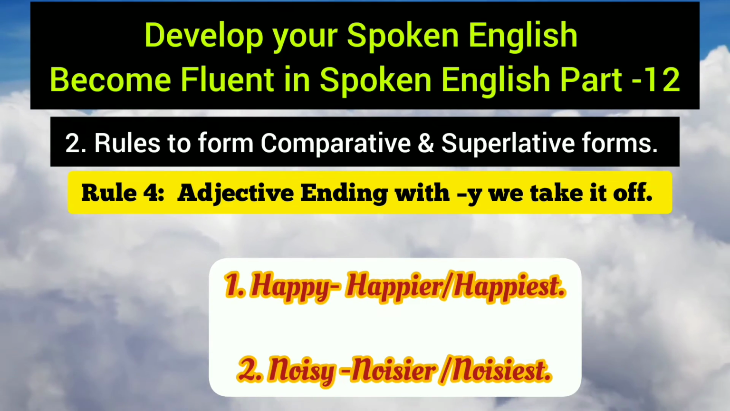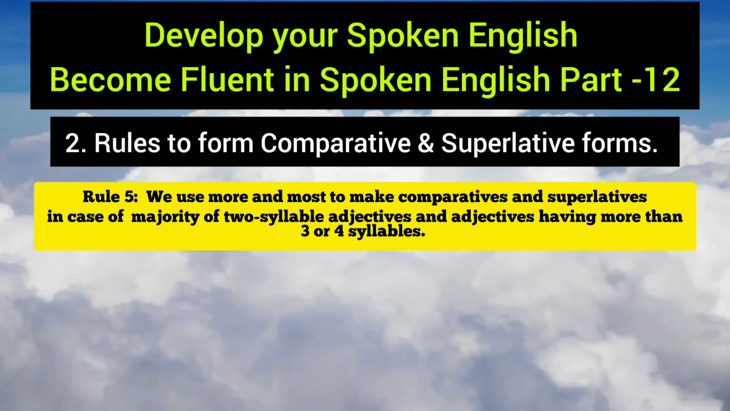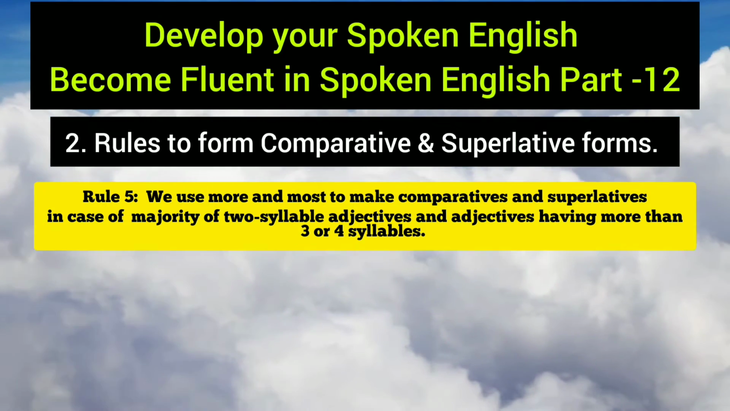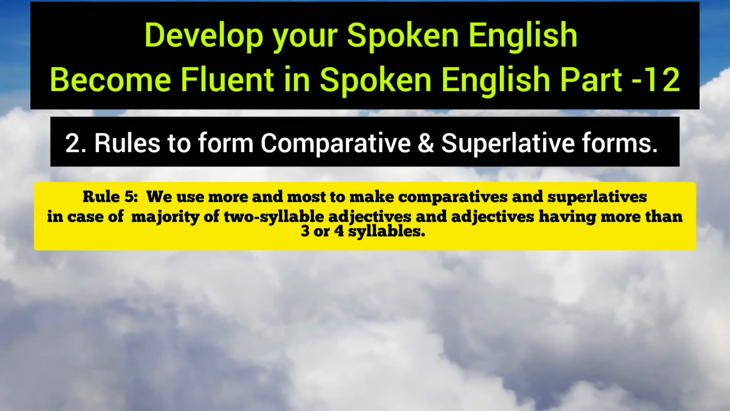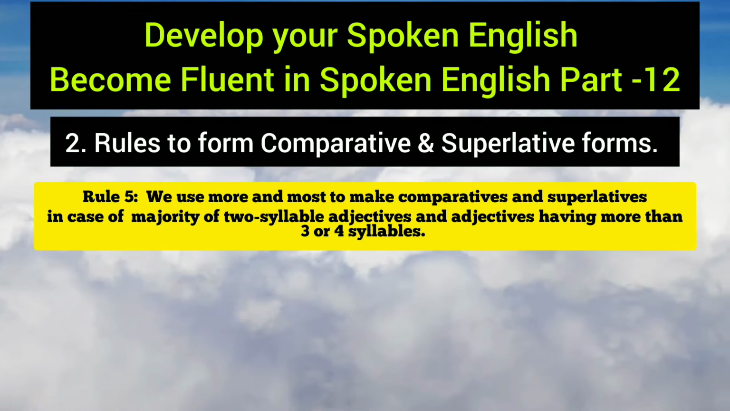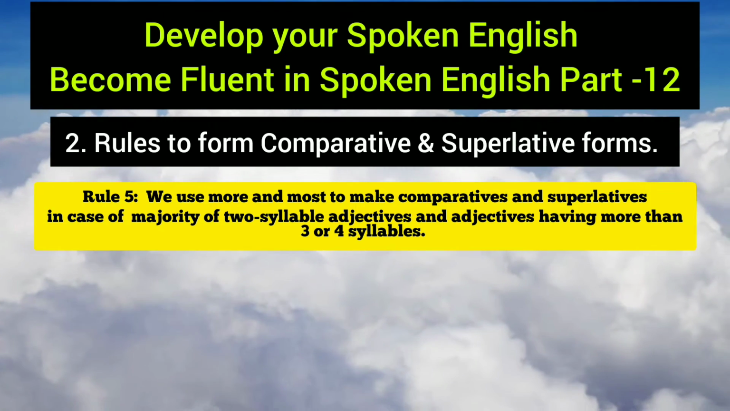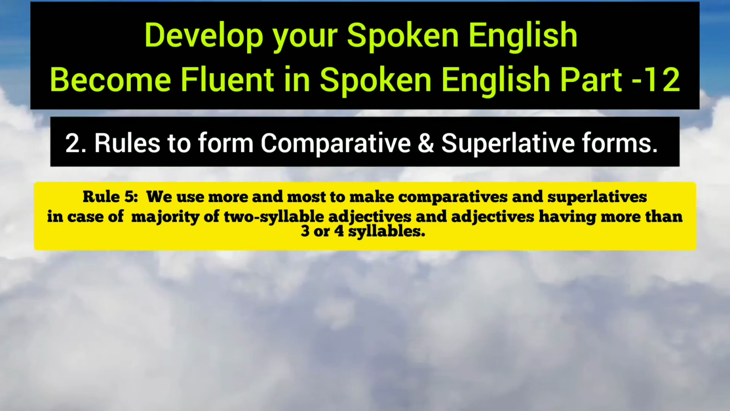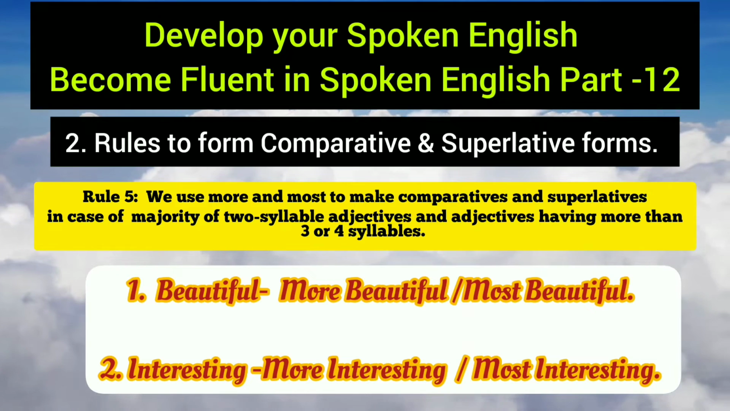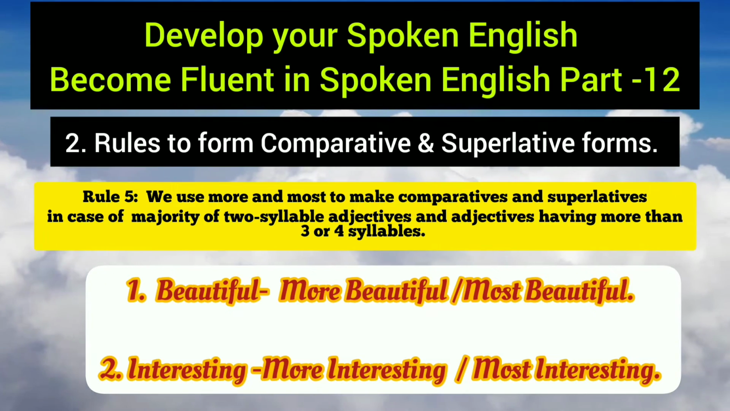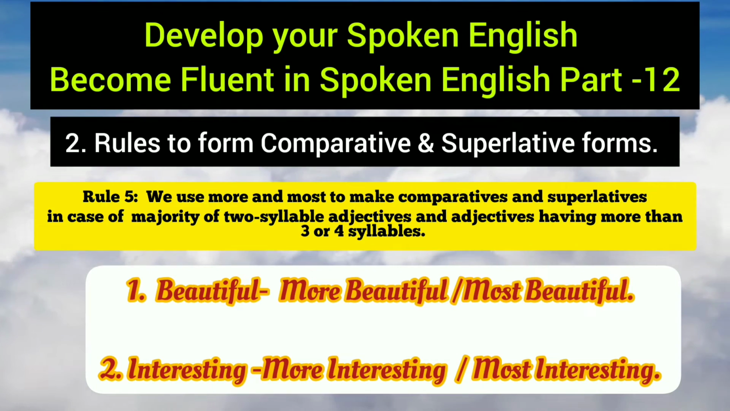Up next, I'll show you how to form the comparative and superlative for two-syllable adjectives or adjectives having more than two syllables, three or more. For these, we use more and most to make the comparative and superlative. We use more and most for the majority of two-syllable adjectives and adjectives having three or four syllables. Let me give you some examples. Beautiful has more than one syllable, obviously, so we use more to form the comparative: more beautiful and most beautiful.